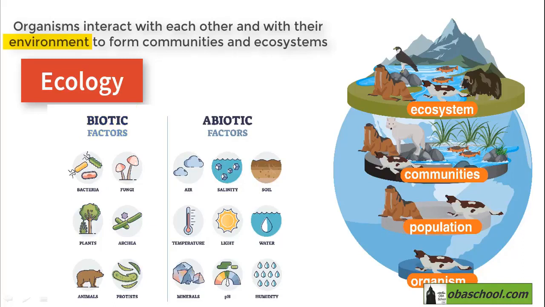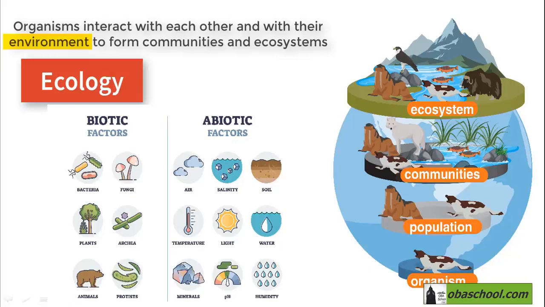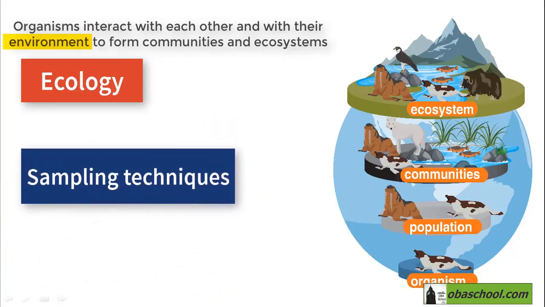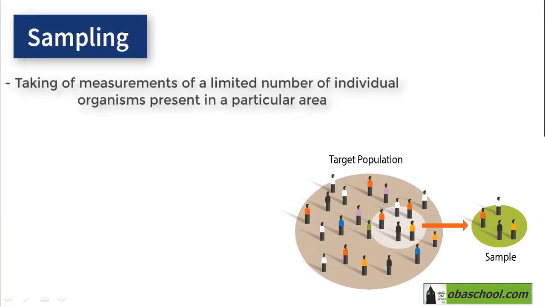What we're going to do in this practical is to investigate the effect of one of these factors on species distribution. To do so, a variety of techniques can be used. However, it is often impossible to measure or count all of the organisms present in an area. That's why sampling techniques are used. Sampling is defined as taking measurements of a limited number of individual organisms present in a particular area.